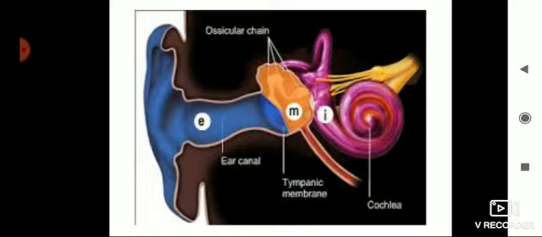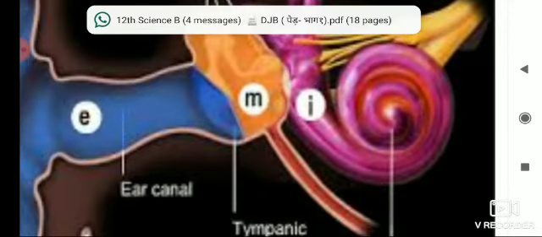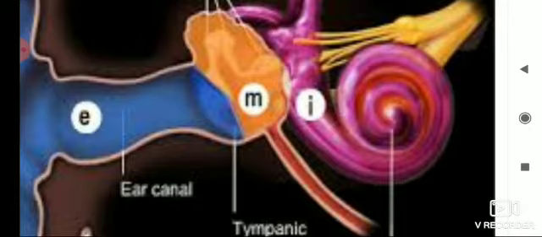See here in the picture, clearly you can see the cochlea. What did I tell you? Cochlea is the part of the labyrinth, and the semicircular canals are the parts of the vestibular apparatus. Cochlea is divided by Reissner's membrane and basilar membrane.